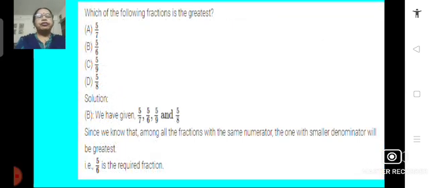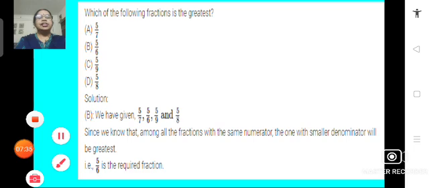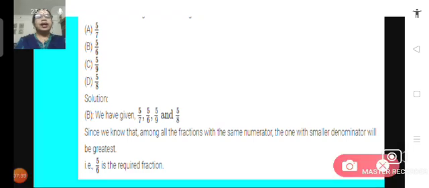Let's move on to the next problem. Which of the following fractions is the greatest? We have 4 options given here. So what are the fractions we have? They are 5 upon 7, 5 upon 6, 5 upon 9 and 5 upon 8. So all the fractions have the same numerator. So which one will be the greatest one? If the numerators are same, then the fraction with smaller denominator will be the greatest. That means the fraction 5 upon 6 is the greatest one.